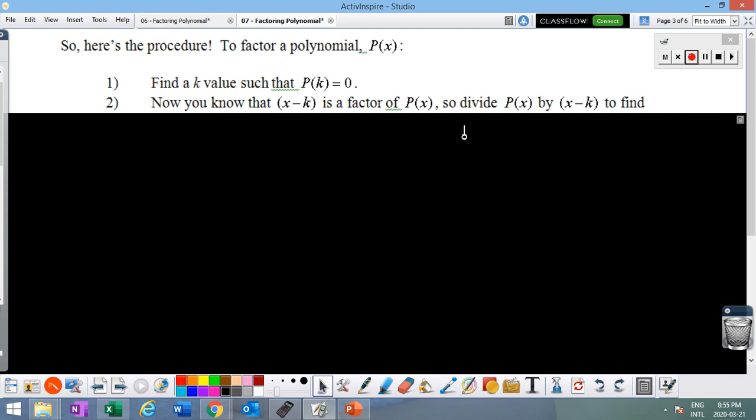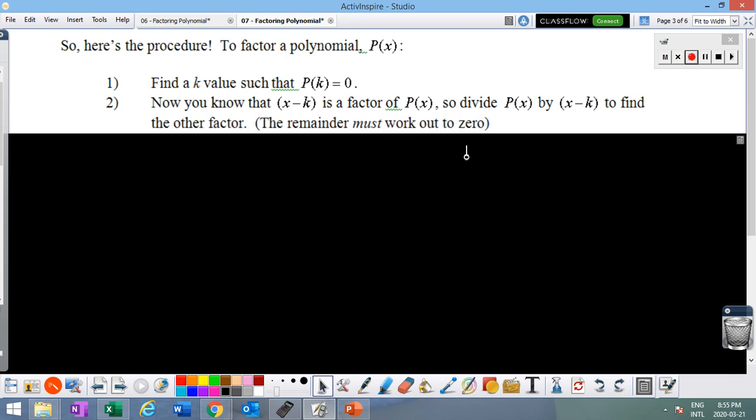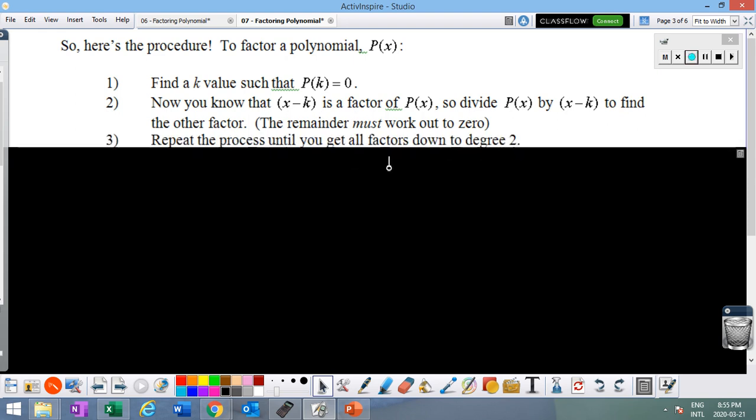Take that factor you found and divide it out to find the other factor. The remainder will work out to 0. Well, it says must here. It better. If you subbed it in and got 0 and then did the division and didn't get 0, you've made a mistake in one of the two steps.